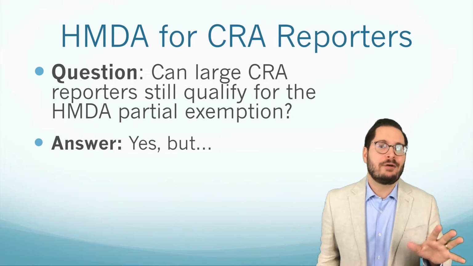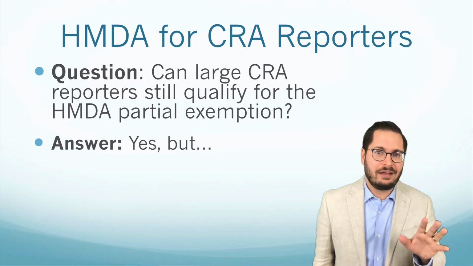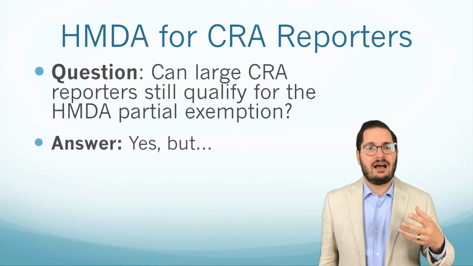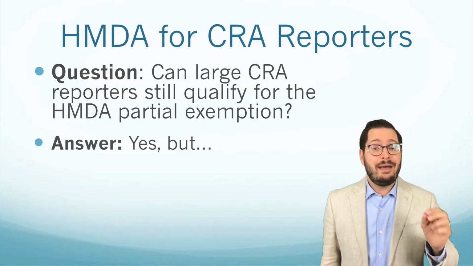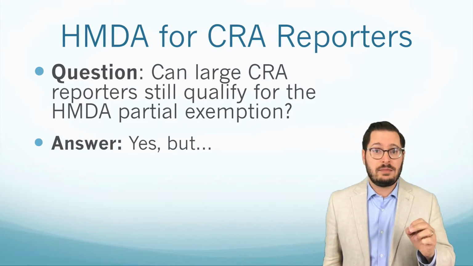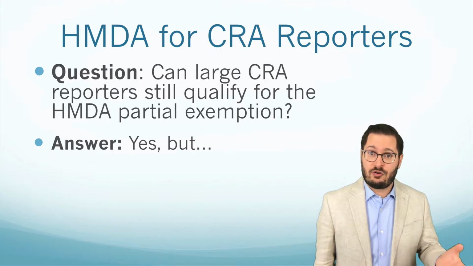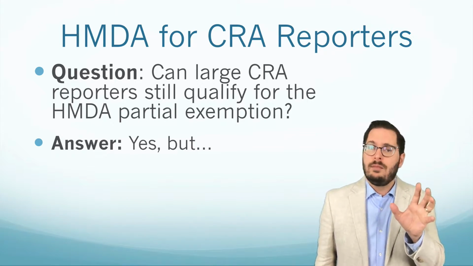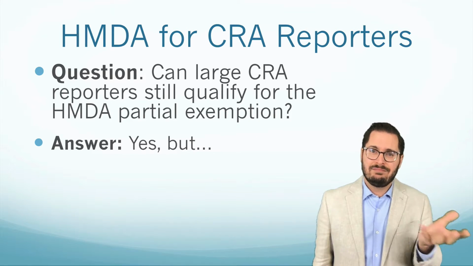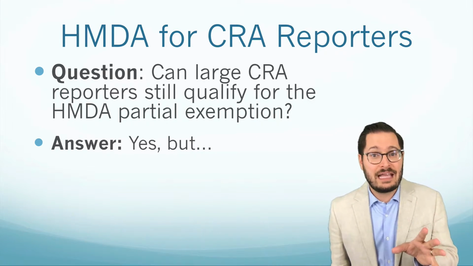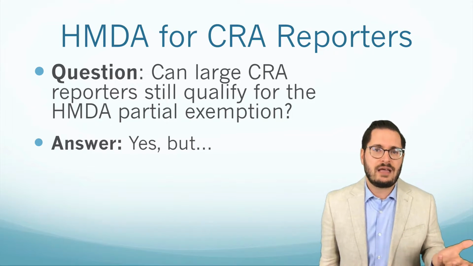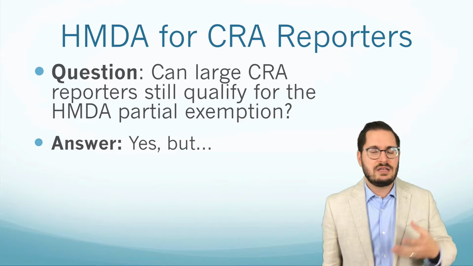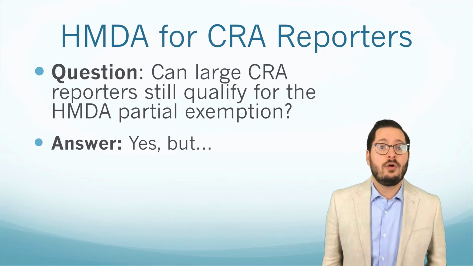Now, it's probably pretty rare that this would apply, so it may not apply to too many of you, but if you're a large CRA reporter and you're reporting data under the Community Reinvestment Act, you may still qualify for the HMDA partial exemption, most likely for your open-end lines of credit. So it'd be that you're a large asset bank, but you do small consumer or dwelling mortgage originations. So that's how that would apply. And it would most likely apply to your open-end lines of credit. Maybe you don't do as many of those as you do for your closed-end lines of credit.